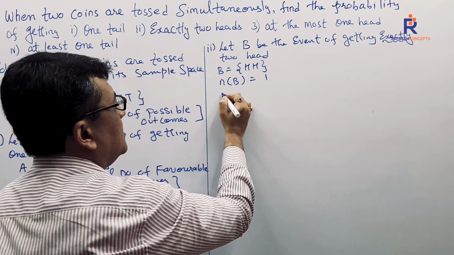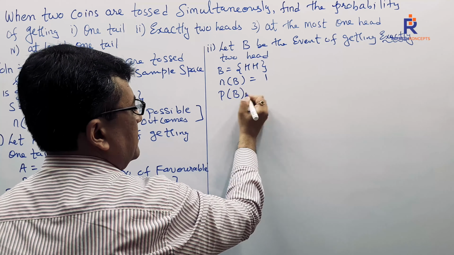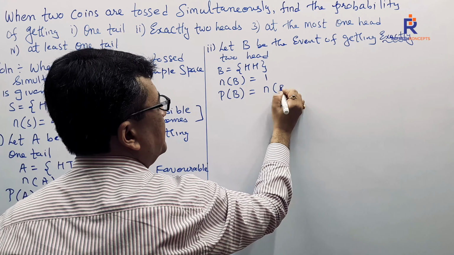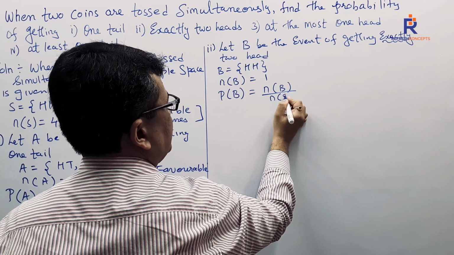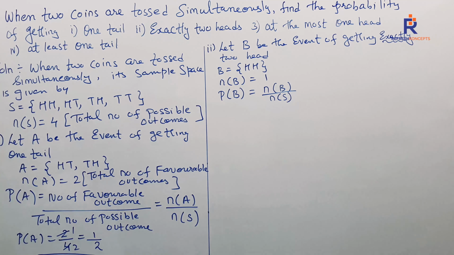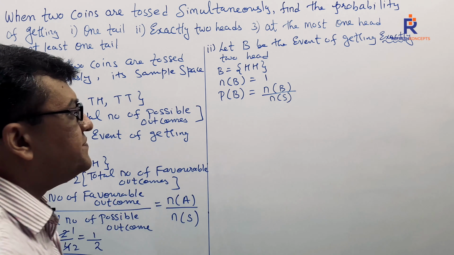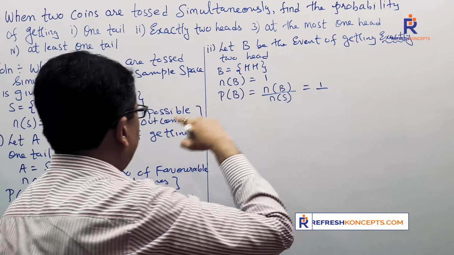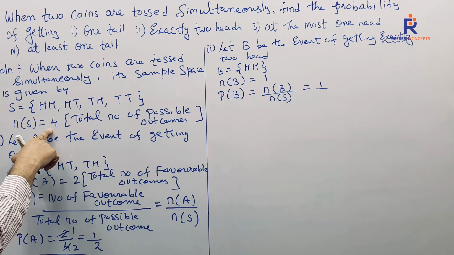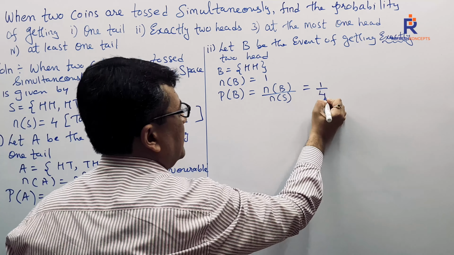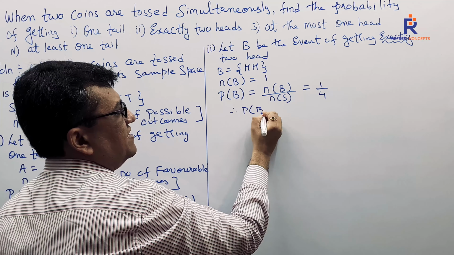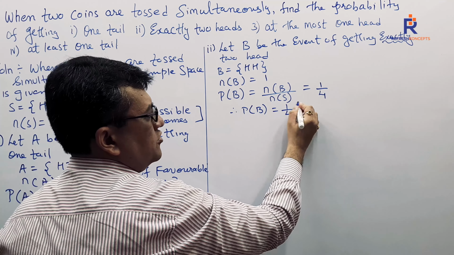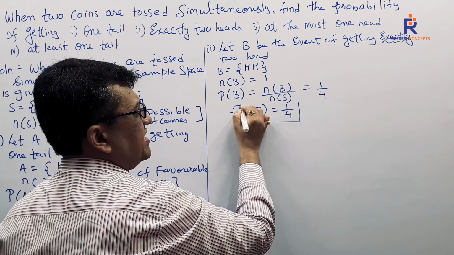What is the probability? The probability P of B is n of B upon n of S. Once you give this formula, number of favorable outcomes upon number of possible outcomes, for the later part of the sum: n of B upon n of S. n of B is 1, n of S is going to be 4. So it's 1 by 4. Final answer, probability of B is 1 by 4. I hope my children are understanding, right?